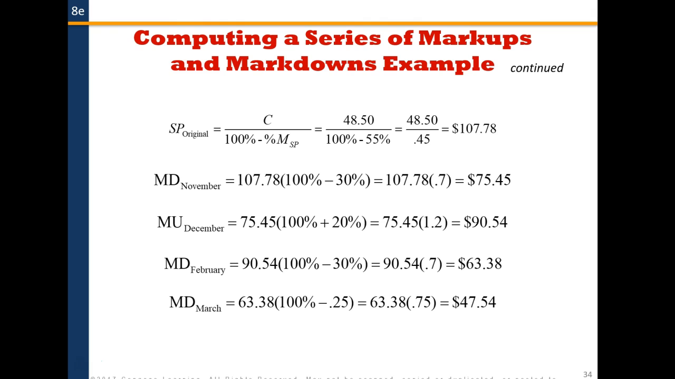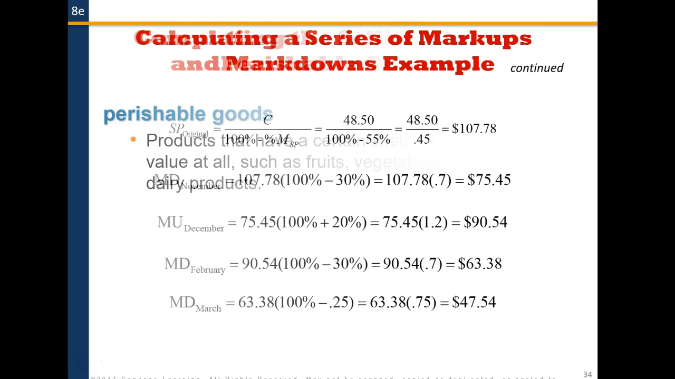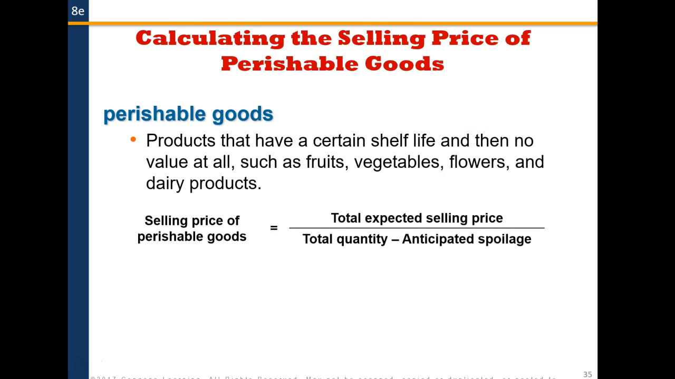Otherwise, we are going to go to the last section of Chapter 8, which is perishable goods. How do we calculate the selling price of perishable goods? Perishable goods are just products that do not last forever. It would be something like fruits, veggies, flowers, dairy products, anything like that that has an expiration. So to figure out the selling price of perishable goods, we take the total expected selling price divided by the total quantity minus the anticipated spoilage.